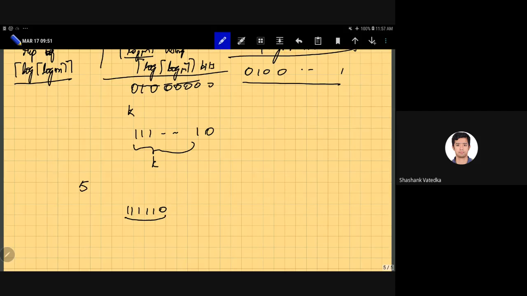So 0 would represent the integer 0, 1 0 would represent the integer 1, 1 1 0 would represent the integer 2, and so on. 1 1 1 0 would be 3, and so on.